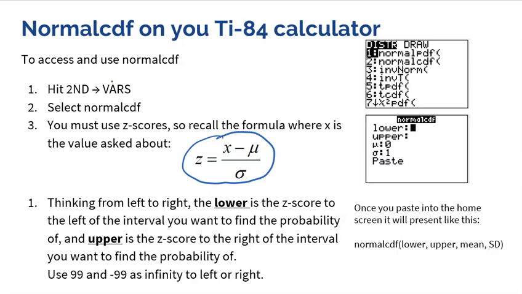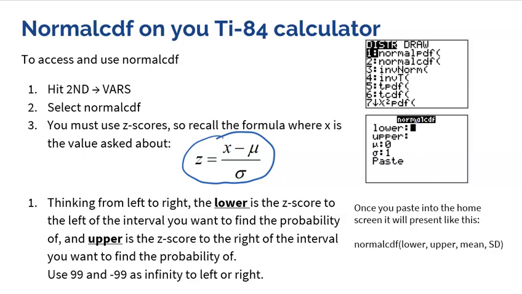Then you're going to think left to right. So the lower is the z-score to the far left of your interval, and the upper is the z-score to the far right of your interval. Now, if the lower or the upper is infinity, well, there is no infinity button on your calculator, so we're going to use 99 to represent positive infinity. That would be an extremely high z-score. I mean, come on, we stop at 3. So a z-score of 99 would be like unfathomably high. And negative 99 would be infinity all the way to the left, okay?